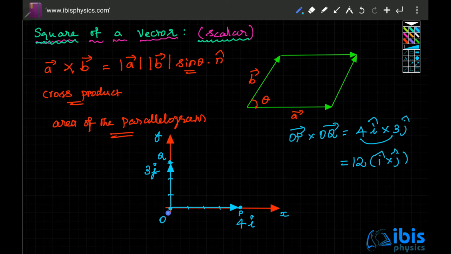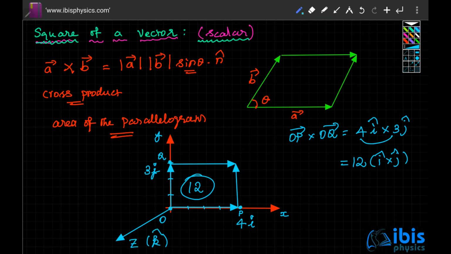Whenever you go from i cross j, the k vector is along the z-axis, perpendicular to this plane. Suppose this is 4i, this will also form 4i. If this is 3j, this will also form 3j. Now it forms a rectangle. The magnitude of the area of this rectangle is 12 and the direction is this way. It is x, y, so this is the z-axis. That means this is k cap, so the area vector is 12 k cap. So this is one example. This rectangle is nothing but a special case of a parallelogram.